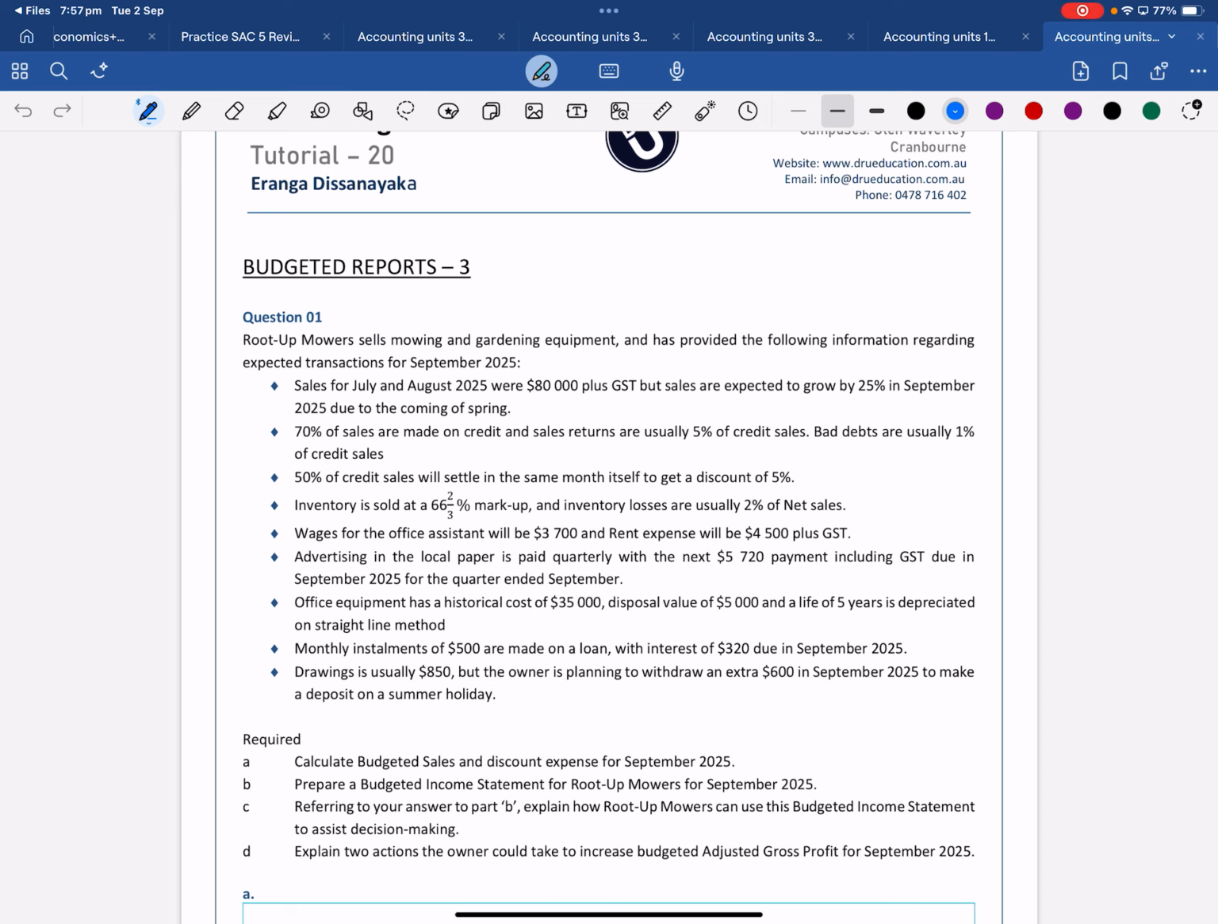Now remember, we did a similar question with all 3 reports, but for the actual ones. We didn't do it for budgeted. It's quite similar. So just do everything at once. Rather than doing it separately, we try to do everything together. But if you still find it hard, you can do it separately.